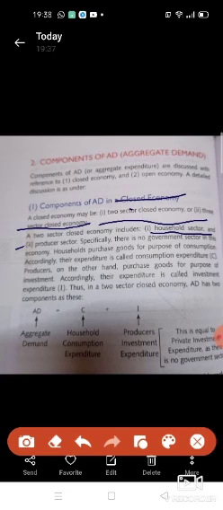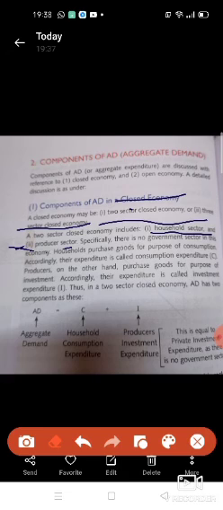Specifically, there is no government sector in this economy. Households purchase goods for the purpose of consumption. Accordingly, their expenditure is called consumption expenditure.